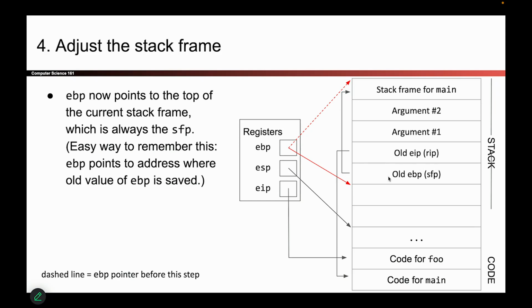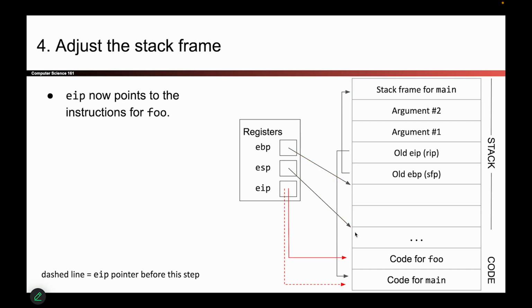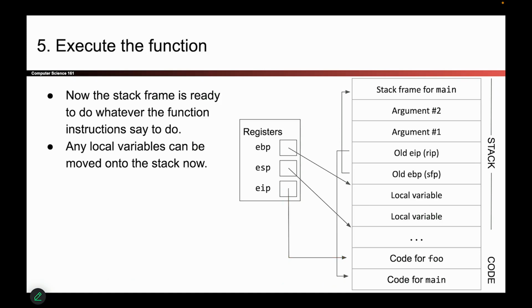This is a saved value. This is a saved value. Then I changed all the registers. This used to point up here. Now it points down here. This used to point up here. Now it points down here. This used to point here. Now it points here. And I've created a new stack frame for foo to use. And now foo can do whatever it wants to do.